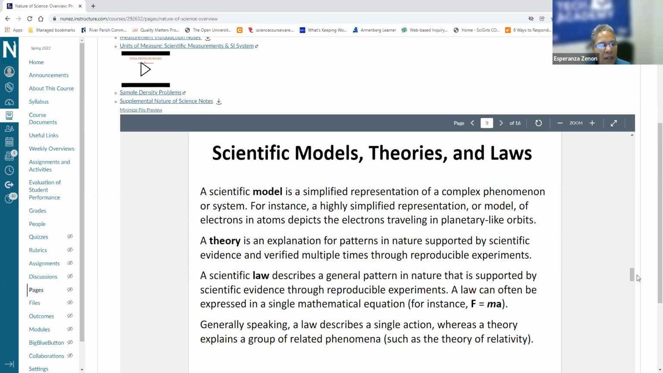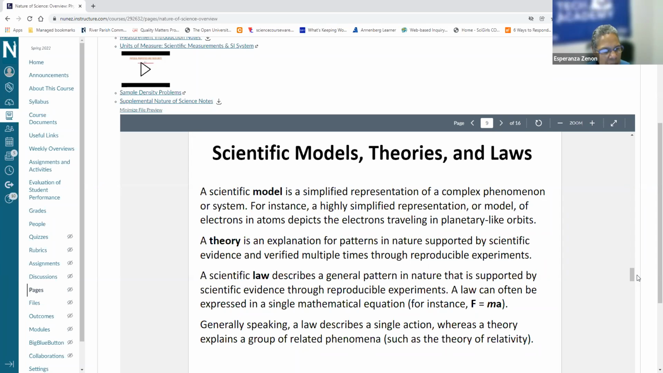I always tell folks, a theory is a very broad explanation of a phenomena explained through observation and experimentation by a lot of different scientists from a lot of different perspectives, a lot of different disciplines. Okay. So for example, later on in this course, you're going to be looking at the Big Bang Theory, not the TV show, the Big Bang Theory that explains the beginning of our universe.